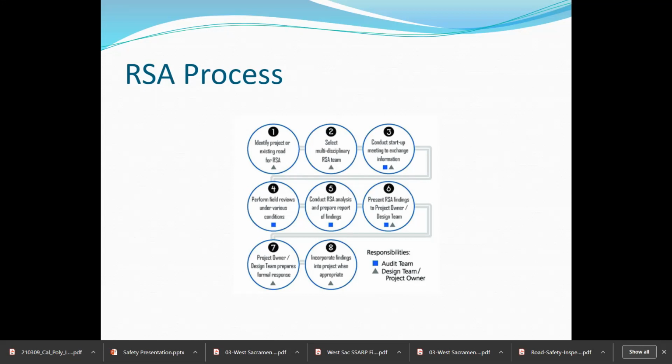And then you could see number 4 and number 5 are your team's responsibility. So you perform the field reviews under various conditions, and then you conduct the road safety analysis and prepare a report of findings. So that's your responsibility that you've already undertaken.